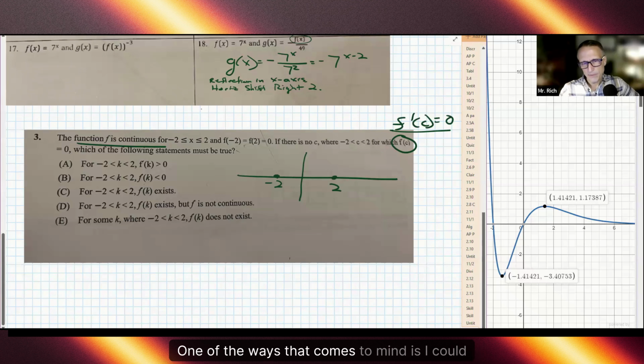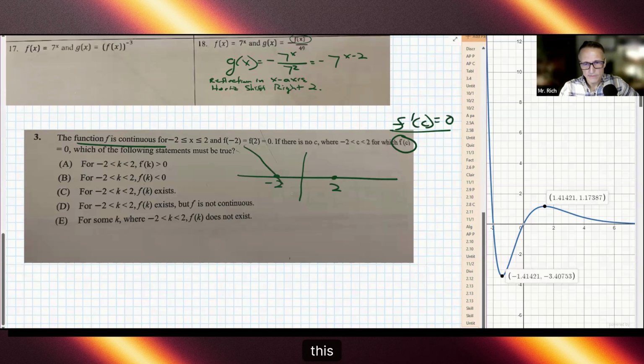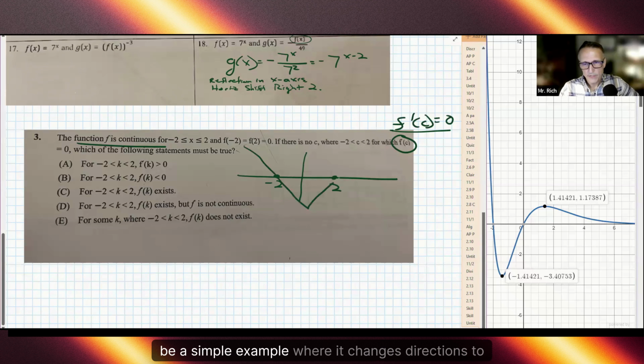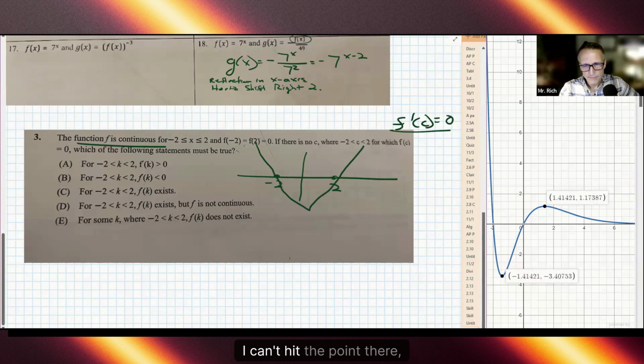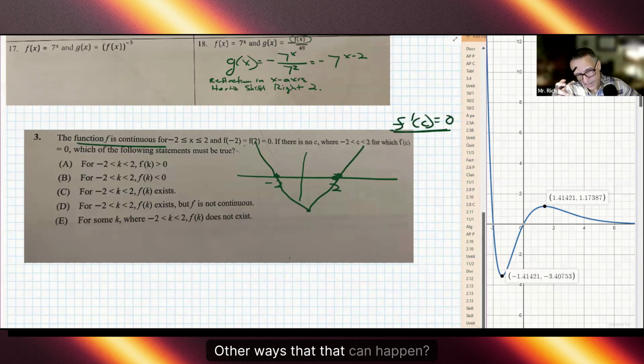One of the ways that comes to mind is I could have an absolute value function that does this. A simple example where it changes directions to cross the x-axis at both of those points. I can't hit the point there, but you get the idea. That now there would be no point in between -2 and 2 for which the derivative is 0, because as you know, at a sharp corner, the derivative does not exist. So now, are there other ways that could happen?